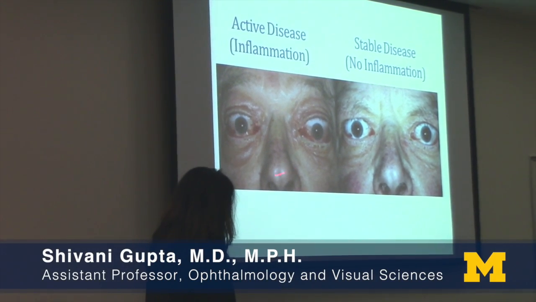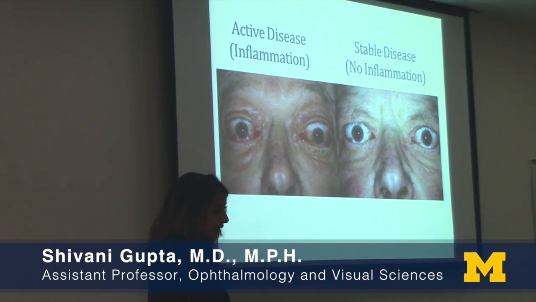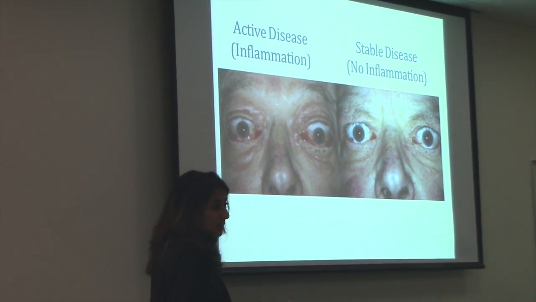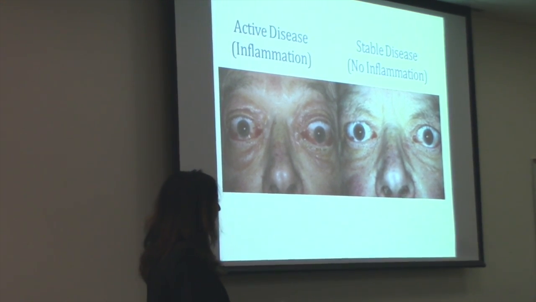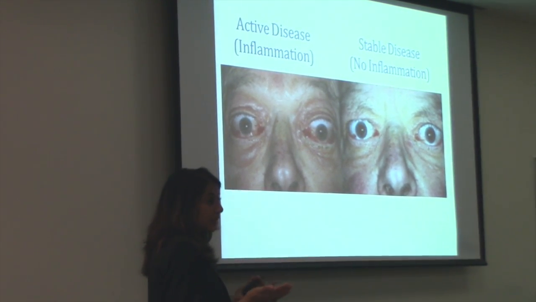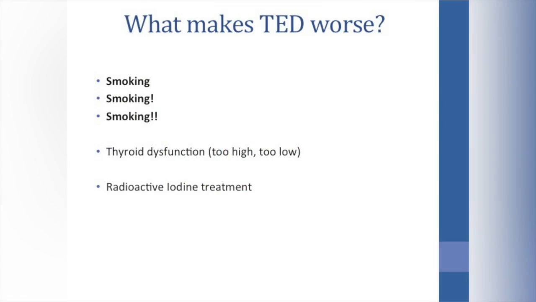And here, this patient was treated with steroids. You can see on the right, the eyelid retraction didn't go away. The patient still has bulging of the eyes, but the inflammation has subsided. And once a patient reaches a stable phase, at that point, we would consider doing corrective, reconstructive surgery to kind of bring them back to their pre-disease state.